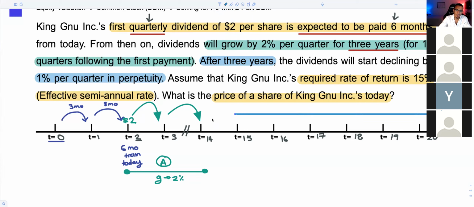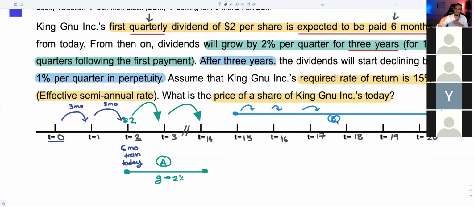Just like that. And we know that every single period from now on, it'll decline by 1% every single quarter. Okay? So we could call this essentially part 2. I'll put it right here. Or just part B.